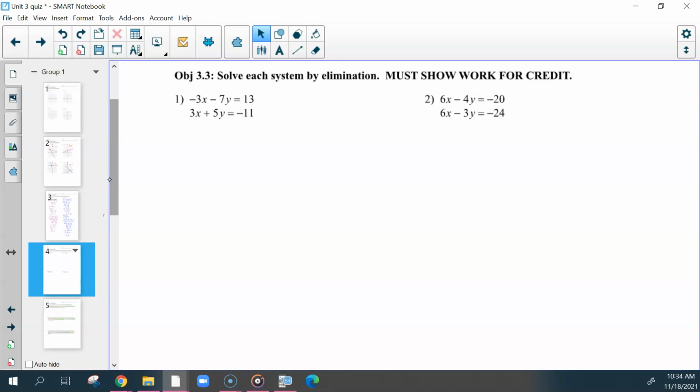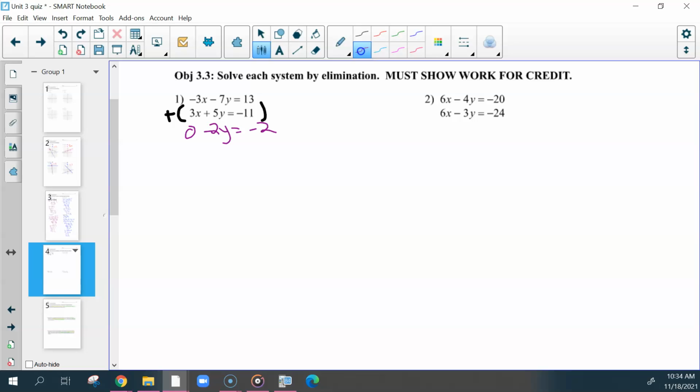So show me how you add or subtract. For these two, for number 1, I can get rid of my 3's by adding. So if I add these two, this would become 0. -7 plus 5 would become -2. 13 plus a -11 would be 2. And I could divide both sides by -2. I'm sorry, this is +2, but you're still dividing by a negative, so you end up with a -1.